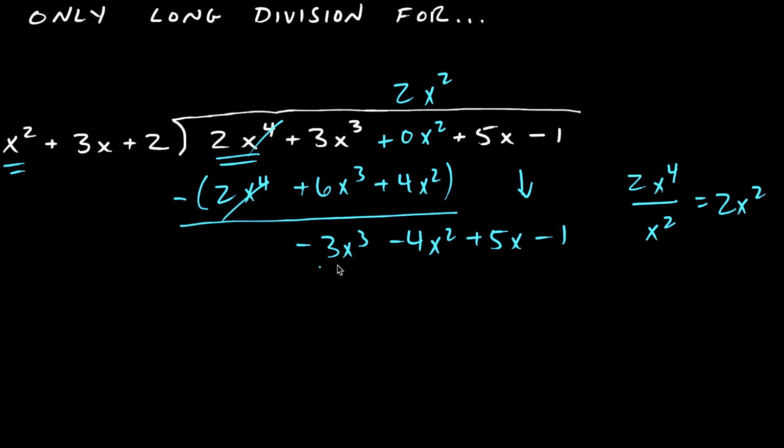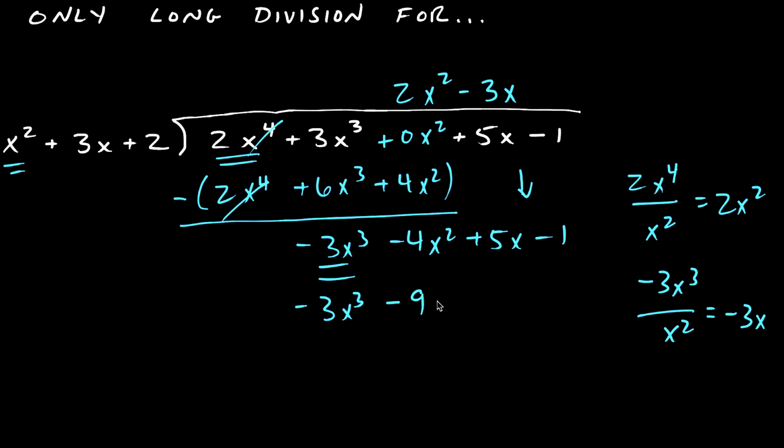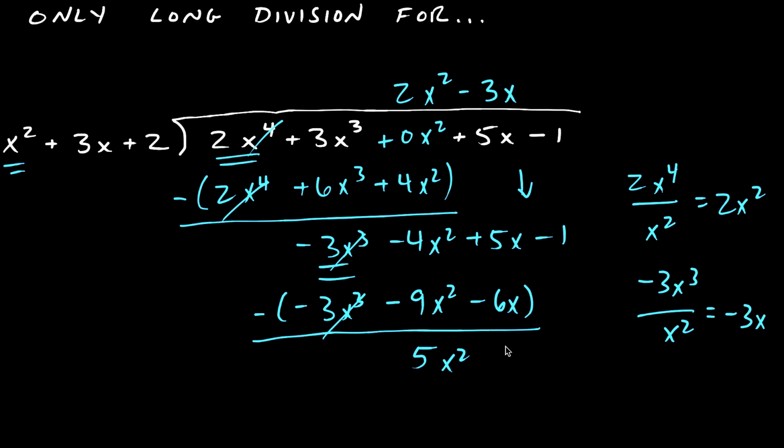Now we're going to look at our lead terms here, negative 3x cubed divided by x squared, which is going to give us negative 3x. So minus 3x goes up here. We have minus 3x cubed, as expected. We have minus 9x squared. And then we have minus 6x. Again, we're subtracting all these terms. Lead terms gone as usual. Negative 4 minus negative 9, so that's going to give us a positive 5x squared. 5 minus negative 6, that's going to give us a plus 11x. And then we're going to bring down that 1.